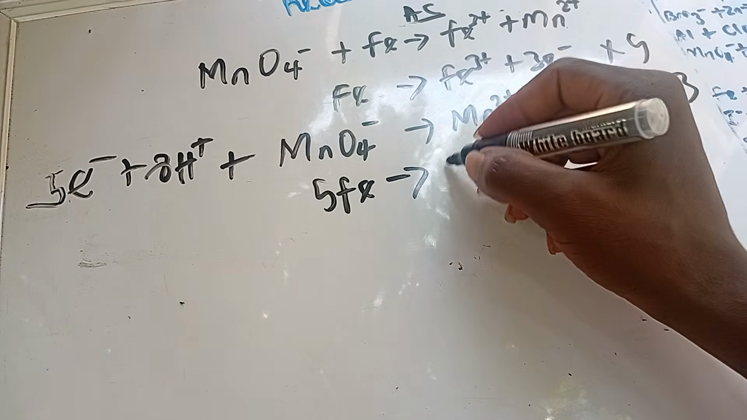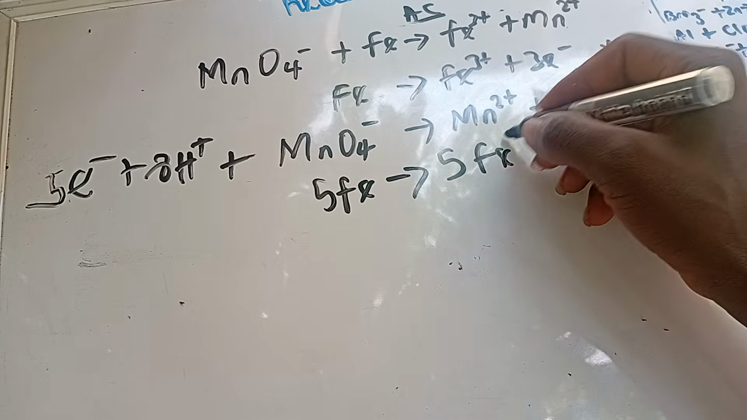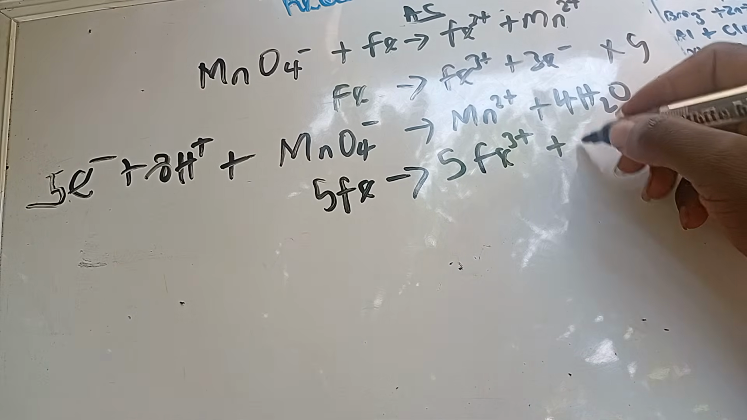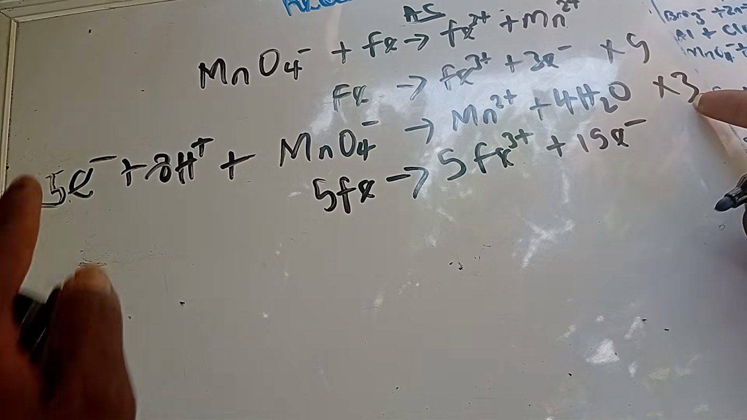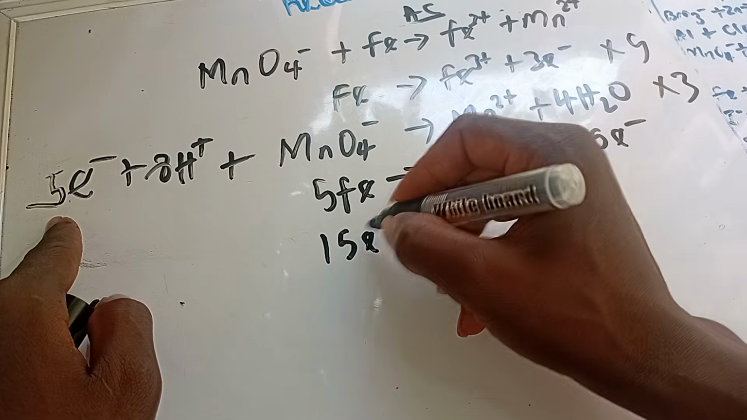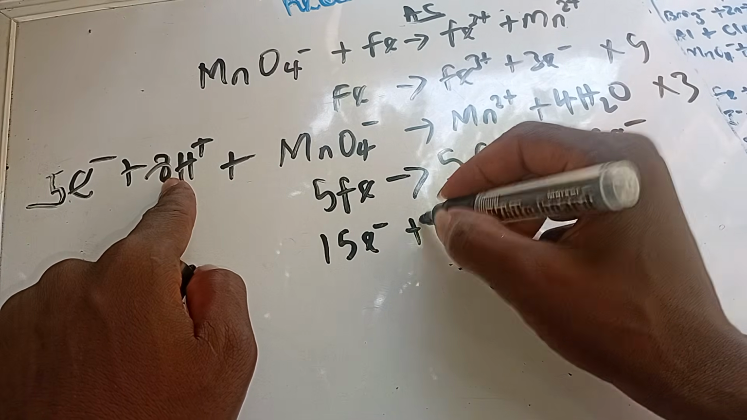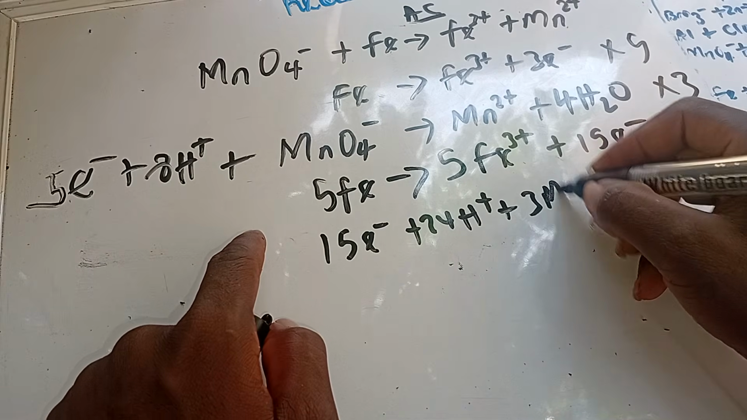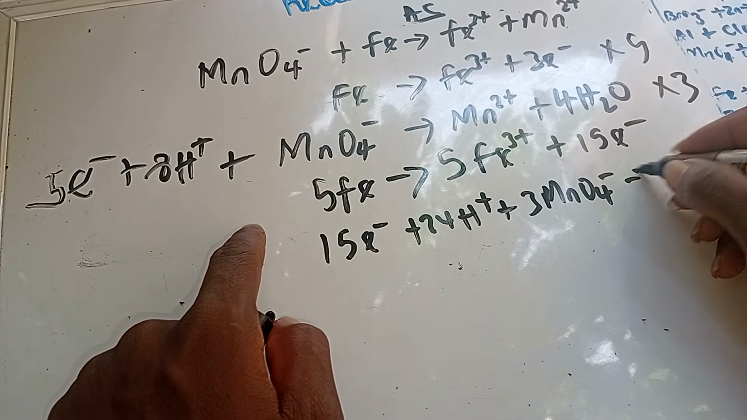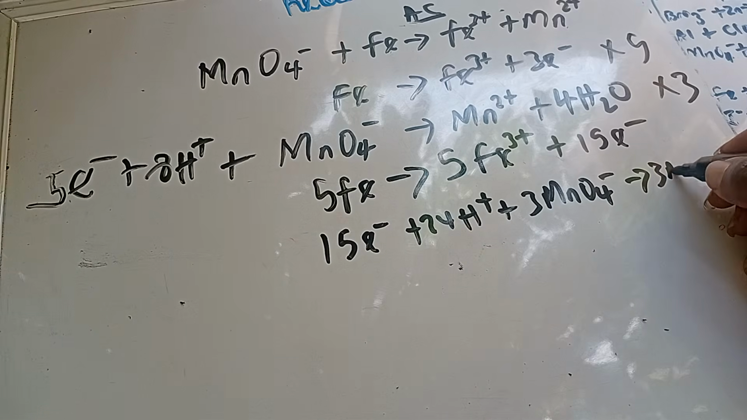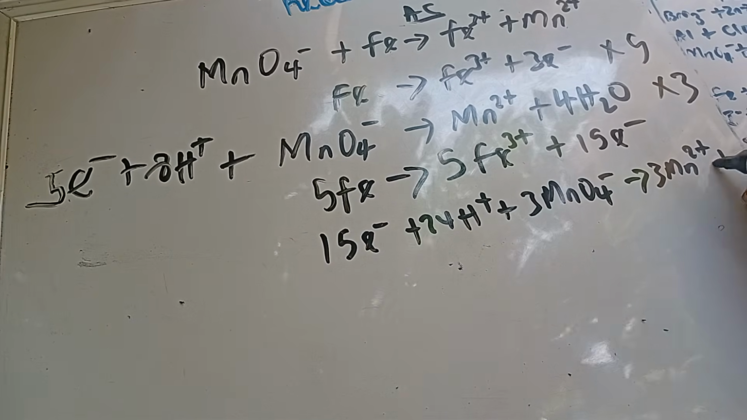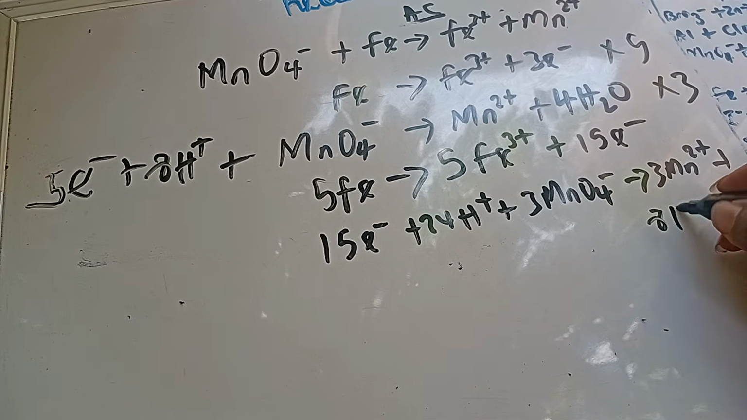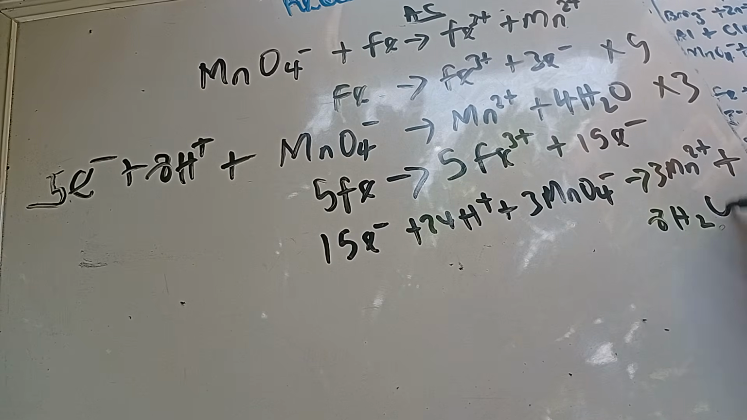To give us 5 times this, we have 5 Fe3+. Plus 5 times this, we have 15 e-. 3 times this, we have 15 e-. 3 times 8 H+, 24 H+. 3 times this, we have 3 MnO4-. To give us 3 times this, we have 3 Mn2+, plus what? 3 times 4 H2O.